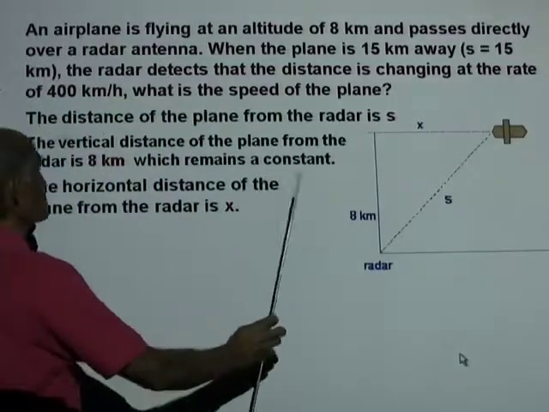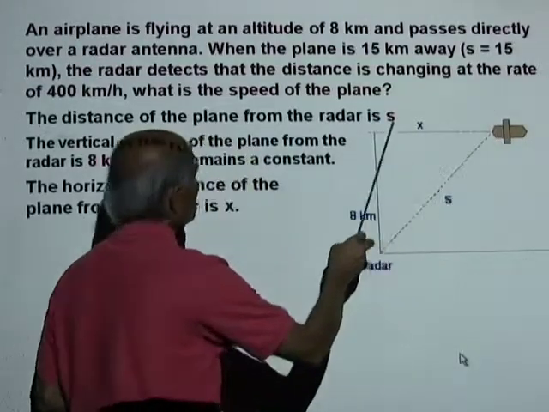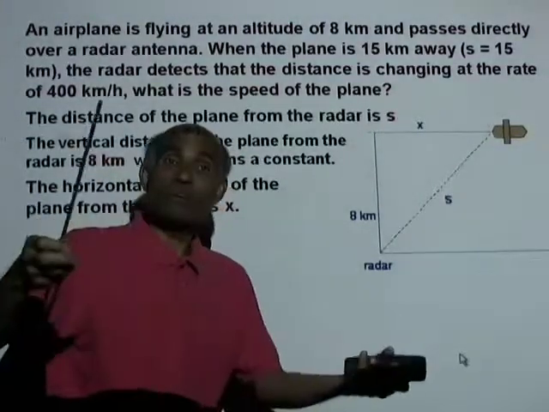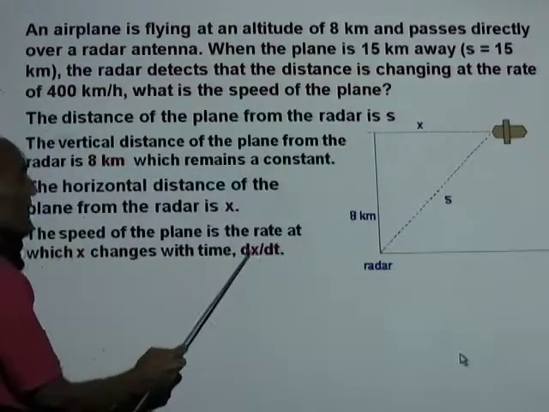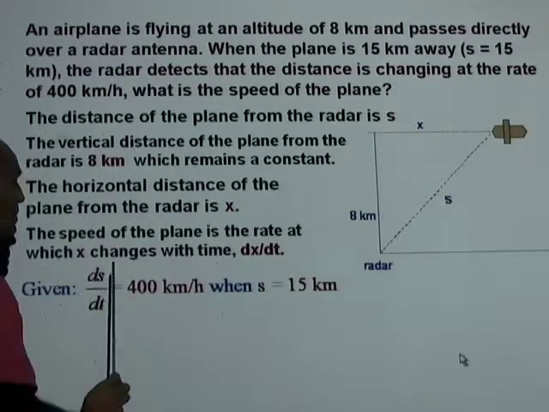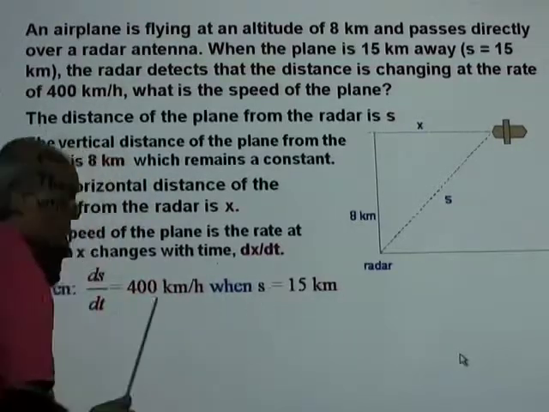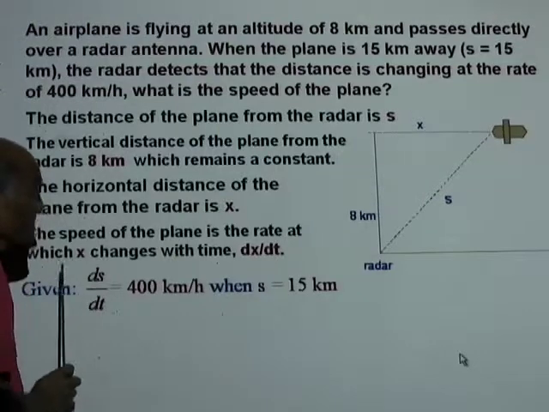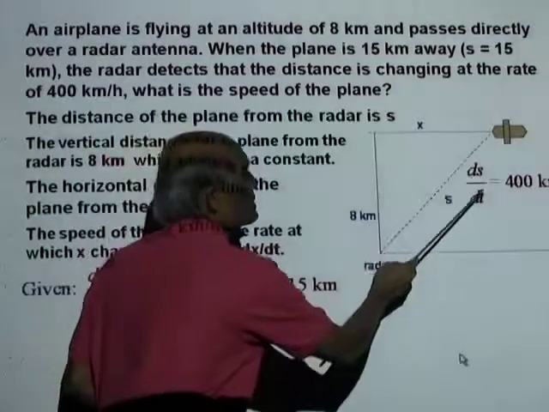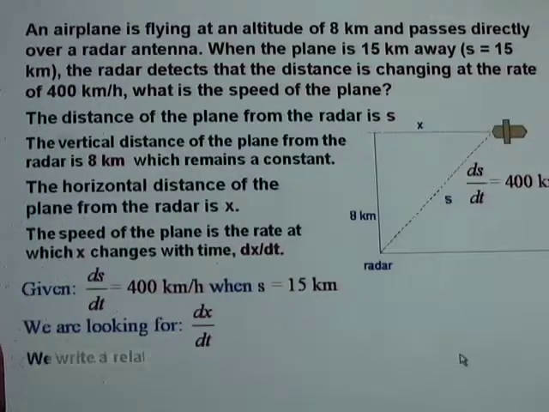The horizontal distance of the plane, so this is vertically above the radar station. That horizontal distance is x. And the rate at which that x changes is the speed of the plane. The speed of the plane, therefore, is dx by dt. And we know that at the instant when s equals 15 kilometers, the value of ds by dt is 400 kilometers per hour. And we are looking for dx by dt.